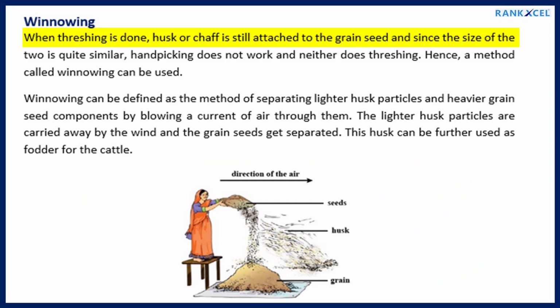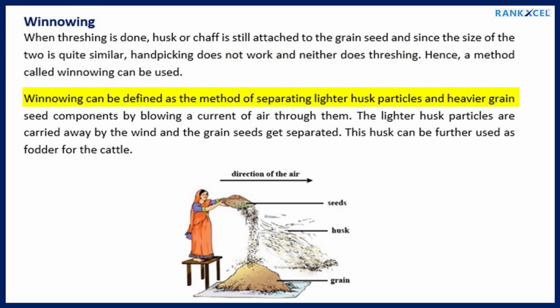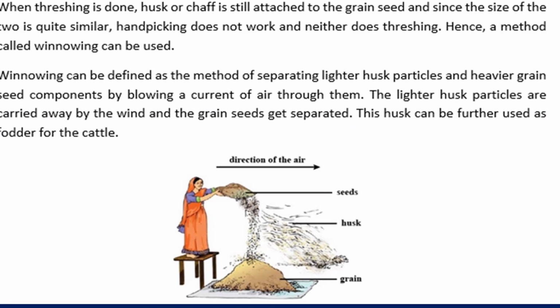Winnowing. When threshing is done, husk or chaff is still attached to the grain seed, and since the size of the two is quite similar, hand-picking does not work and neither does threshing. Hence, a method called winnowing can be used. Winnowing can be defined as the method of separating lighter husk particles and heavier grain seed components by blowing a current of air through them. The lighter husk particles are carried away by the wind and the grain seeds get separated. This husk can be further used as fodder for the cattle.